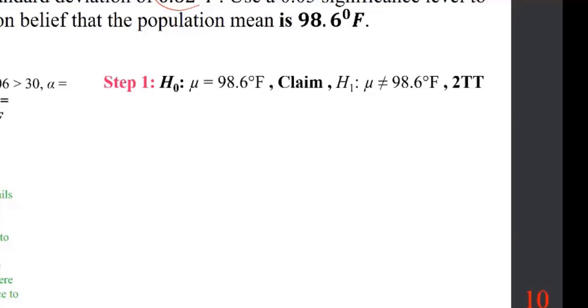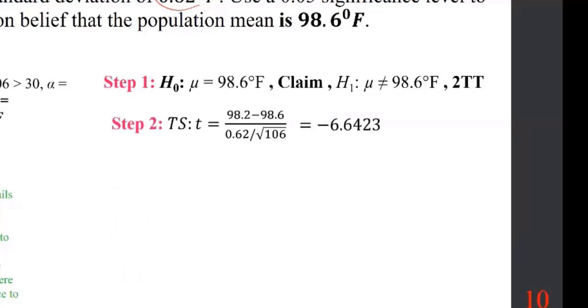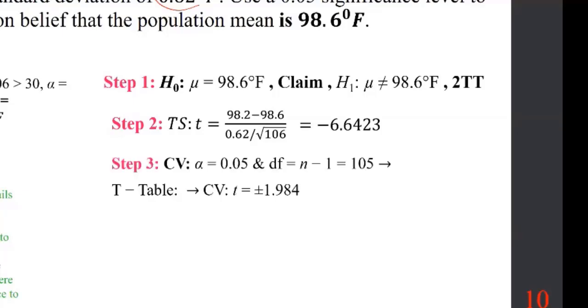All right. Now the next step is very simple. Calculate the test statistic. t equals x bar minus mu over s over square root of n, and we have everything plugged in. It results in negative 6.642. The next one is the critical value. Degrees of freedom is 105, and the table gives you plus or minus 1.984. If the degrees of freedom is not there, you have to go with the degrees of freedom that is closer to the number you want. This is due to the fact that the table may be limited.